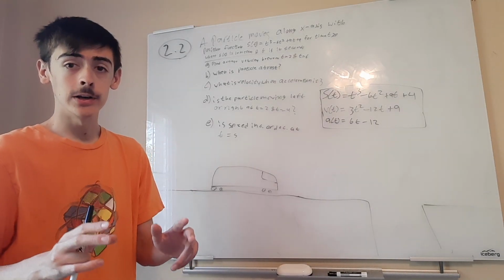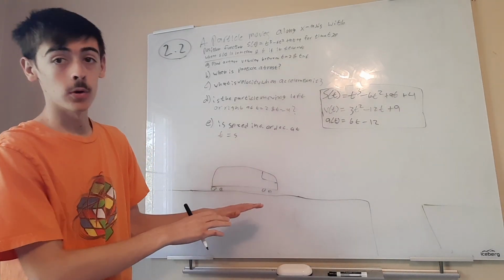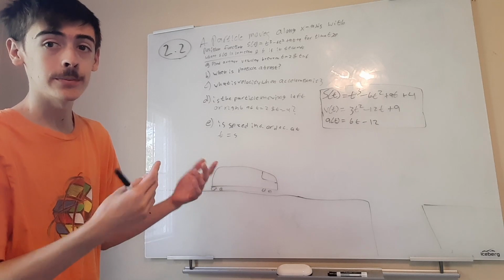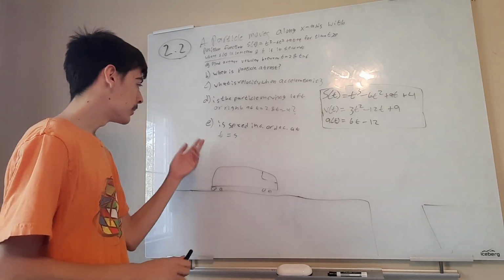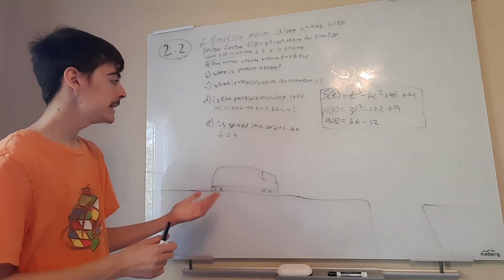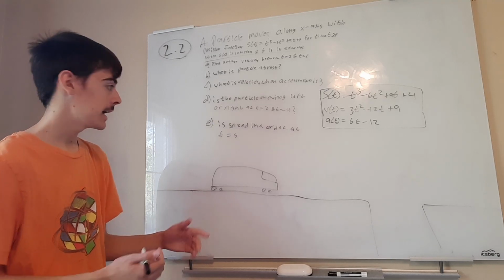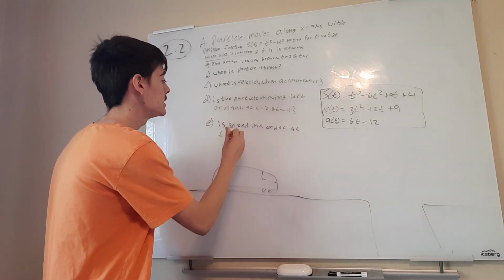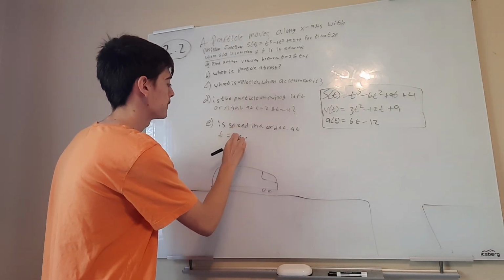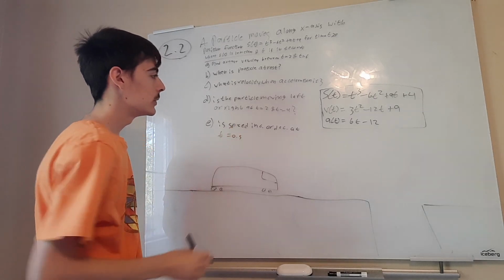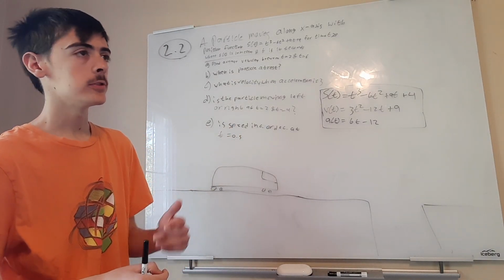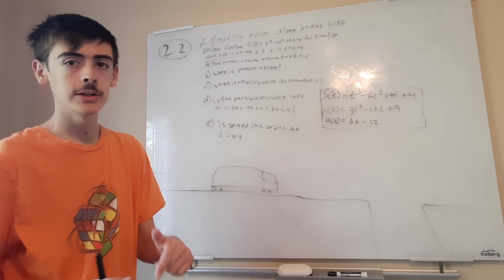Okay, this next one's a lot harder to visualize, so I have a poor drawing, which I'll get into in a minute to help demonstrate what it means. But part E asks us, is the speed increasing or decreasing at t equals 0.5? So to determine this, we're going to have to look at both the velocity and the acceleration. So here's the story.